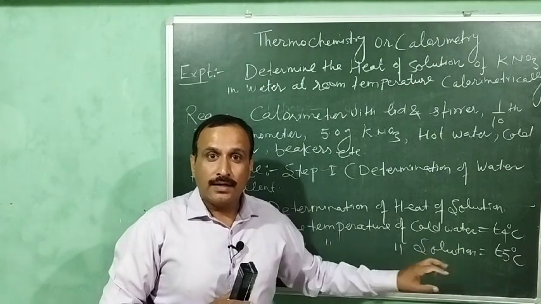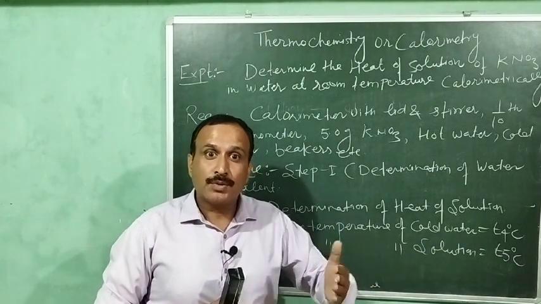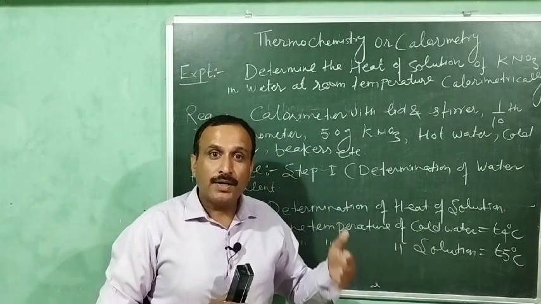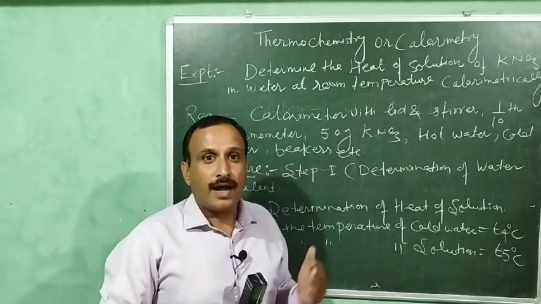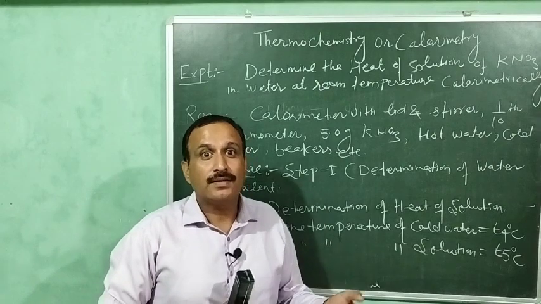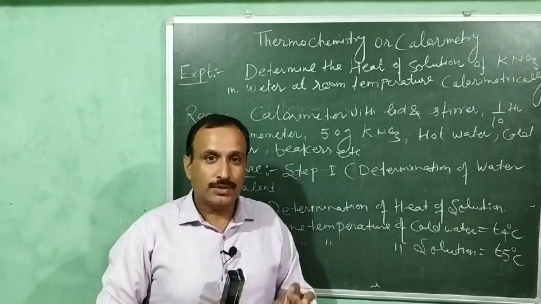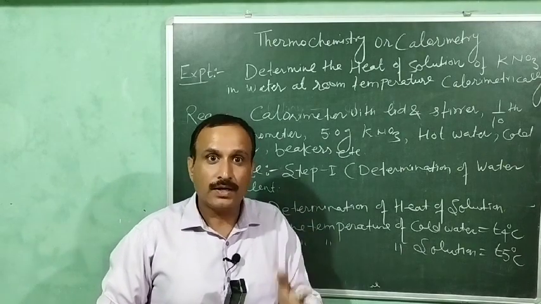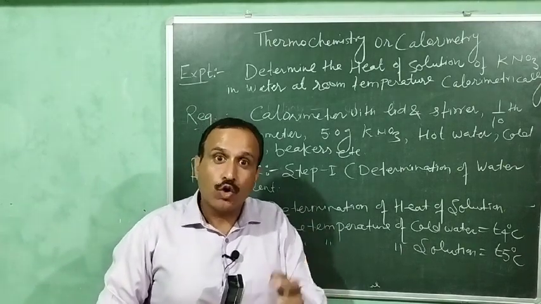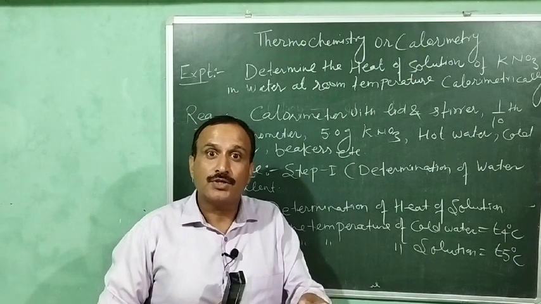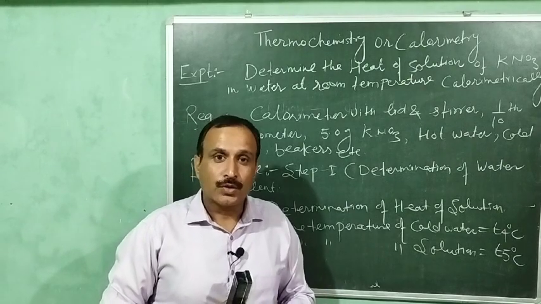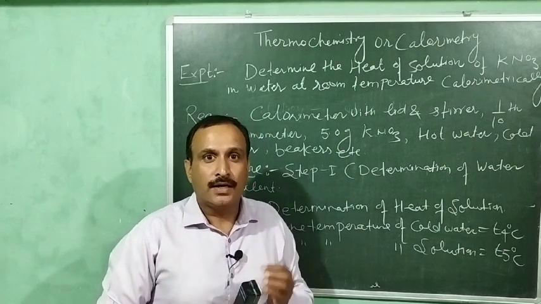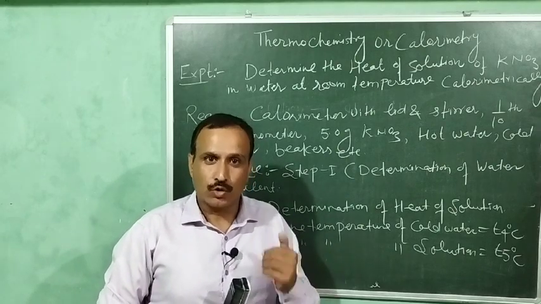हम ये देखते हैं कि सॉल्यूशन का टेम्परेचर कम है कोल्ड वाटर के टेम्परेचर से. This means that the potassium nitrate has dissolved in water with the absorption of heat. इसका मतलब ये हुआ कि जब हमने पोटाशियम नाइट्रेट को वाटर में डिज़ोल्व किया तो उसने हीट एब्जॉर्ब कर ली, जिसकी वजह से टेम्परेचर फॉल हो गया. ठीक है, और आगे हम एक्सप्लेन करेंगे कि कहाँ से किस किस से पोटाशियम नाइट्रेट ने हीट एब्जॉर्ब की है.